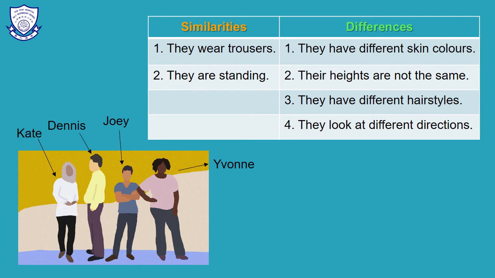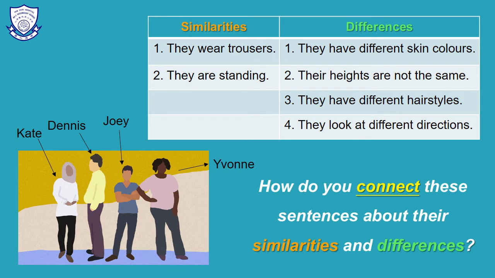On differences, they have different skin colors, and they have different heights. They also have different hairstyles, and also importantly is that they look at different directions. So how do we connect these sentences about their similarities and differences?